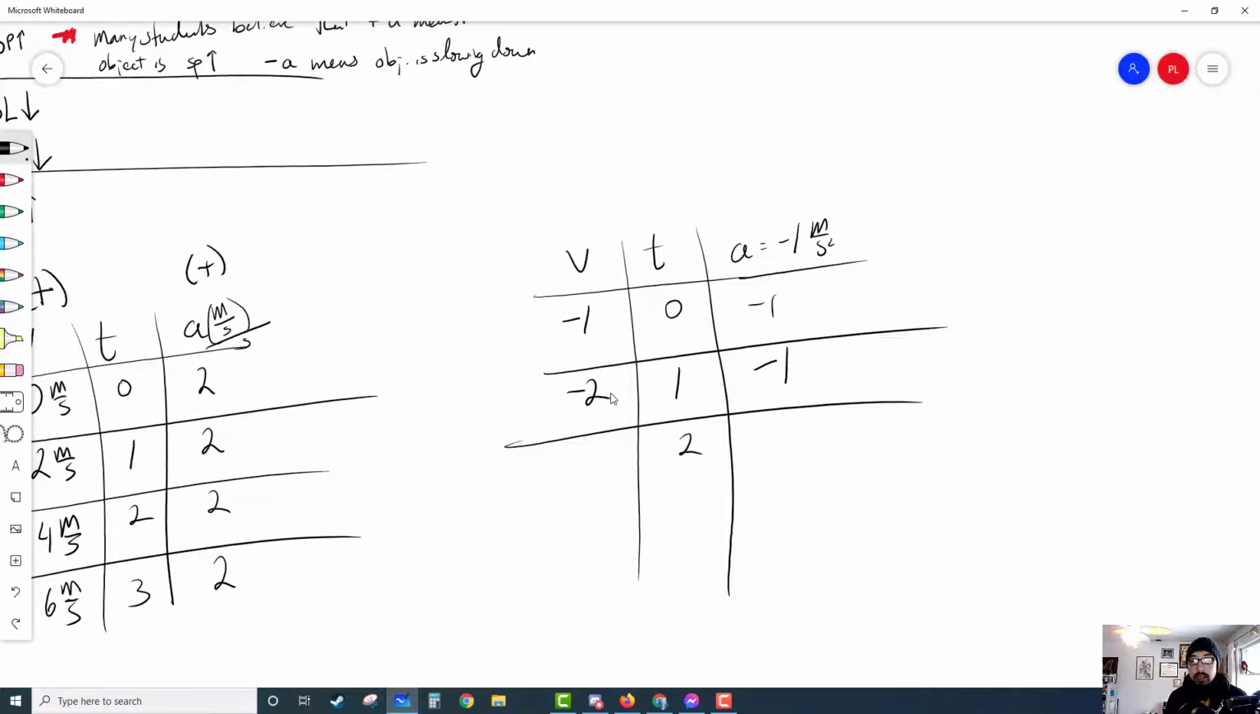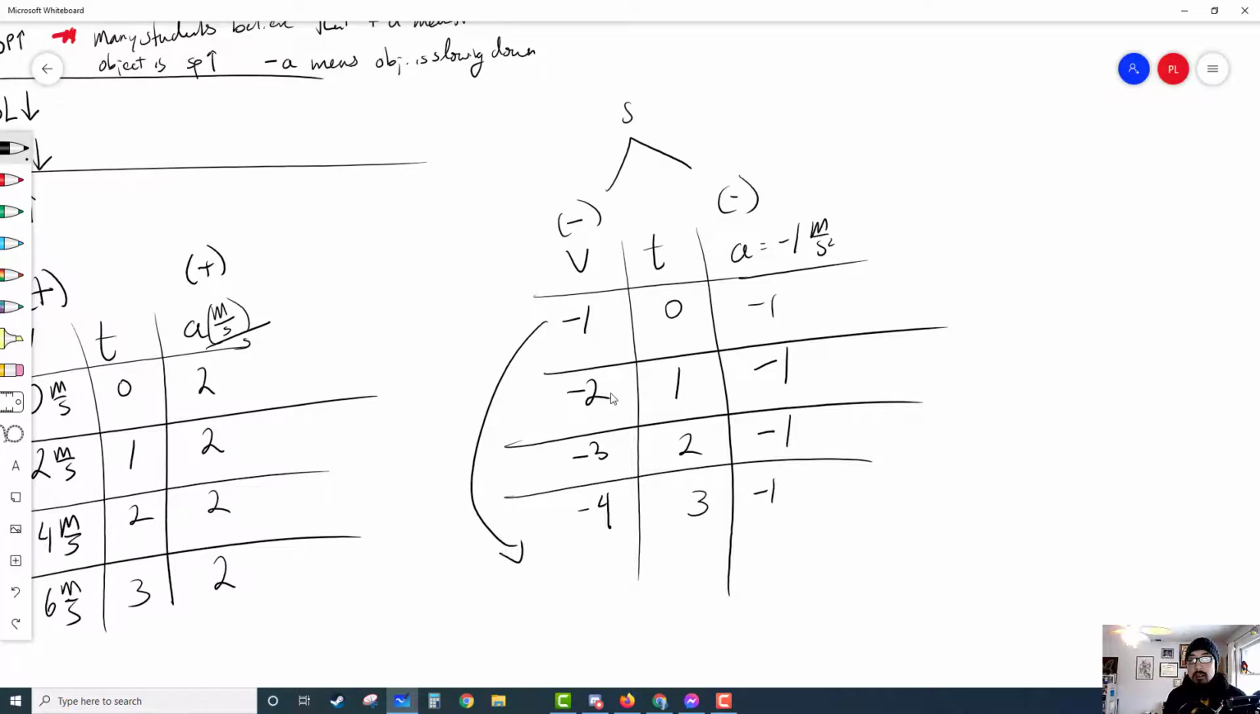After 2 seconds have passed, the velocity will change by -1, so it'll now be -3. After 3 seconds have passed, the velocity will change by -1, therefore we have -4. So we have a negative velocity with a negative acceleration. According to our chart, if these two signs are the same, we speed up. We can see the object got faster and faster towards the negative direction.